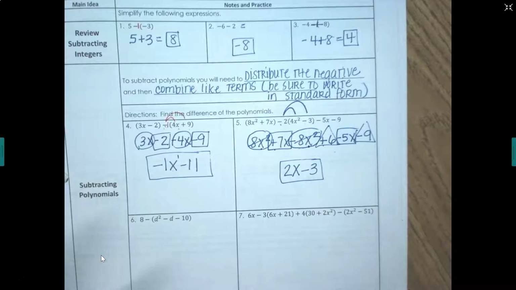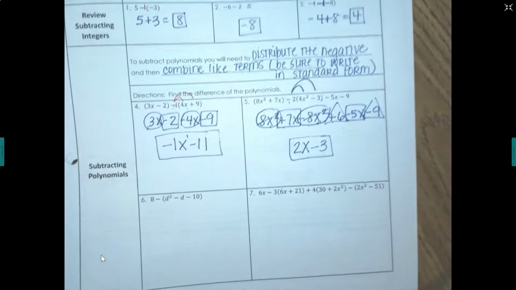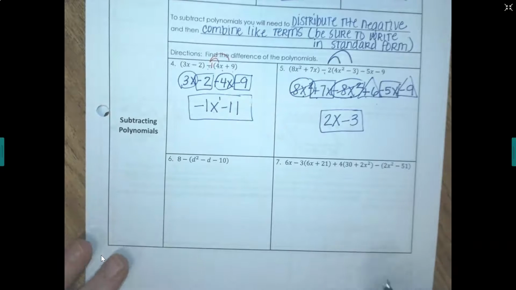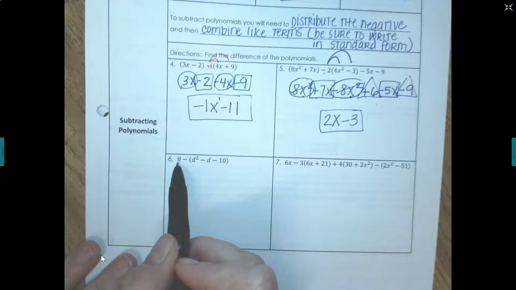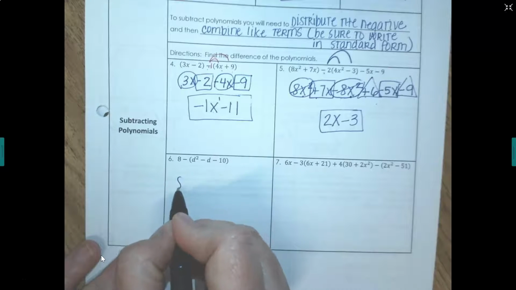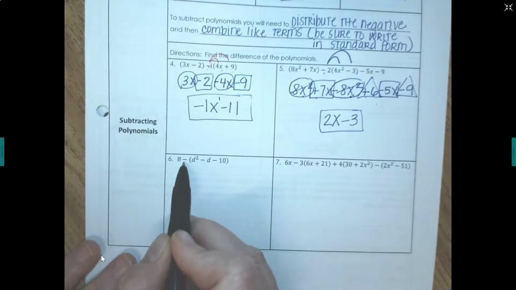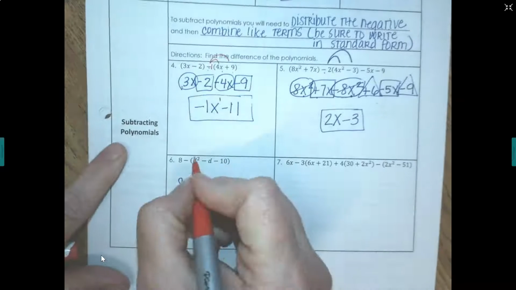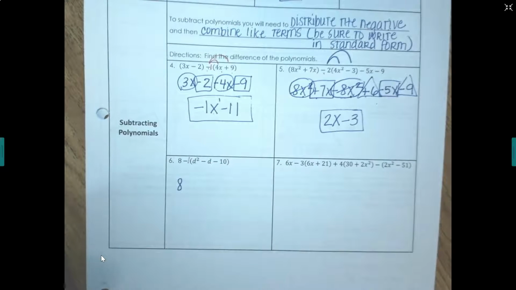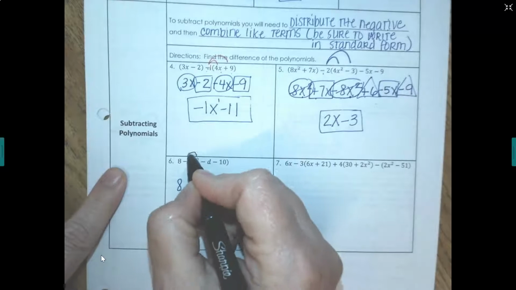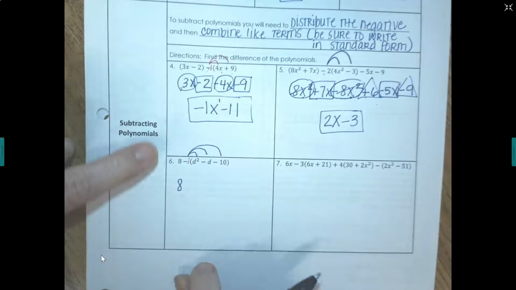Okay, hopefully we're starting to get a little feel for it. Let's take a look here at number 6. I have this 8. It's got nothing going on. I'm just going to bring it down. Then I see a negative. Remember, that's really a negative 1. And we want it to distribute to the whole parenthesis that it comes to. So we're going to distribute to each one of these terms.